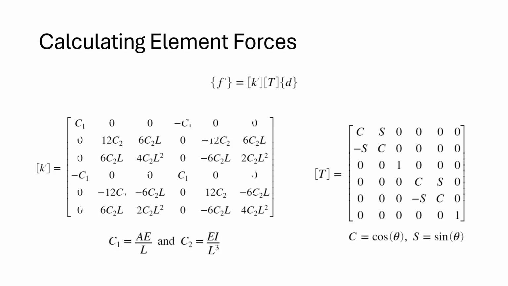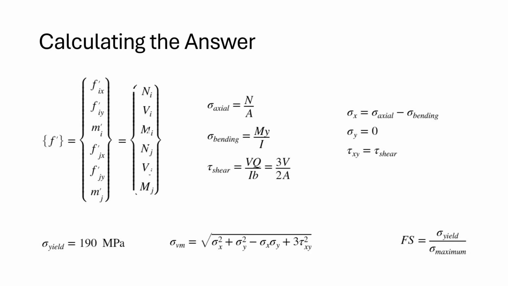Once I was happy with the displacements, I then moved on to calculating the element forces for each element. So I created a local element stiffness matrix as well as a transformation matrix that I then used to calculate the forces associated with each element. So at this point, I had 117 6-by-1 matrices, which I was then able to use to calculate the axial, bending and shear stresses for each element, which then created a corresponding von Mises stress, which I was able to pull the maximum value from all of the system to compare to a yield stress of 190 megapascals and calculate a factor of safety.